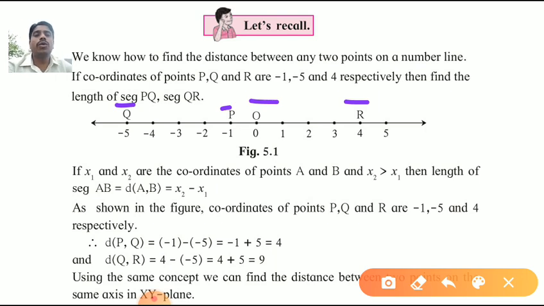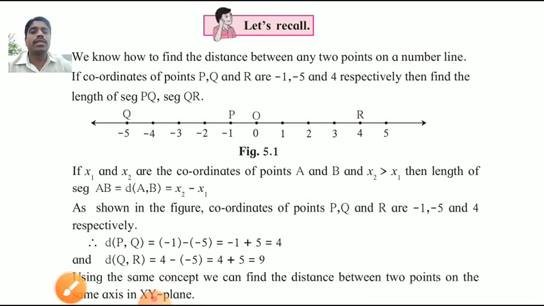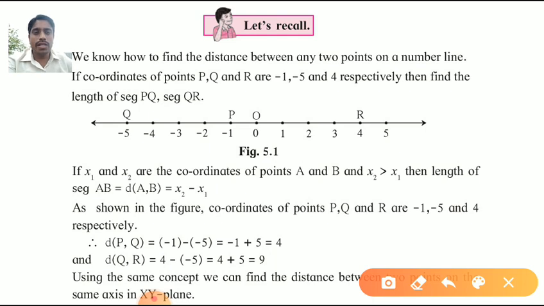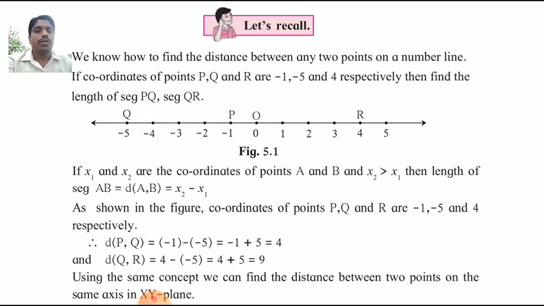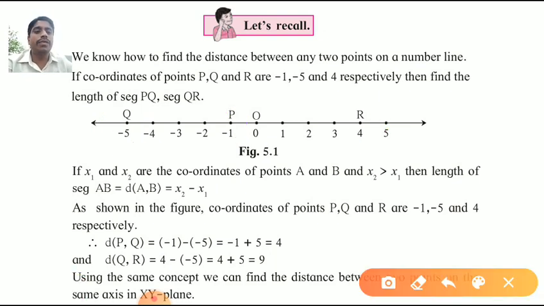Everyone knows the coordinates of the given points. First, what is the coordinate of the point P? The coordinate of point P is -1, the coordinate of point Q is -5, and the coordinate of point R is +4. We have to find the distance between any two points by the observation method. Suppose we have to find the distance between P and Q.